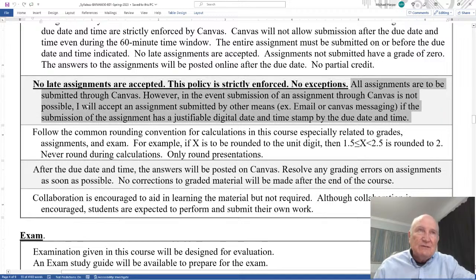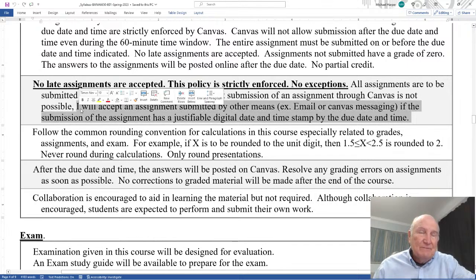All assignments are to be submitted through Canvas. However, in the event submission of an assignment through Canvas is not possible, it does happen, I will accept an assignment submitted by other means, for example, email or Canvas messaging, if the submission of the assignment has a justifiable digital date and time stamp by the due date and time. And so what this means is I will accept it if it's on time. If I see an email and I look at it, it's not on time, I won't accept it. It has to be on time.